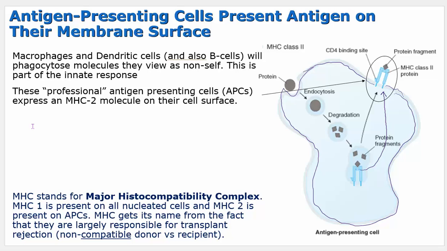We're going to talk about this again, but MHC1 is on all nucleated cells, and MHC2, which is what we're going to talk about first. I know we're going in a different order, but MHC2 is present on these antigen-presenting cells. So MHC gets its name from the fact that they are largely responsible for transplant rejection.